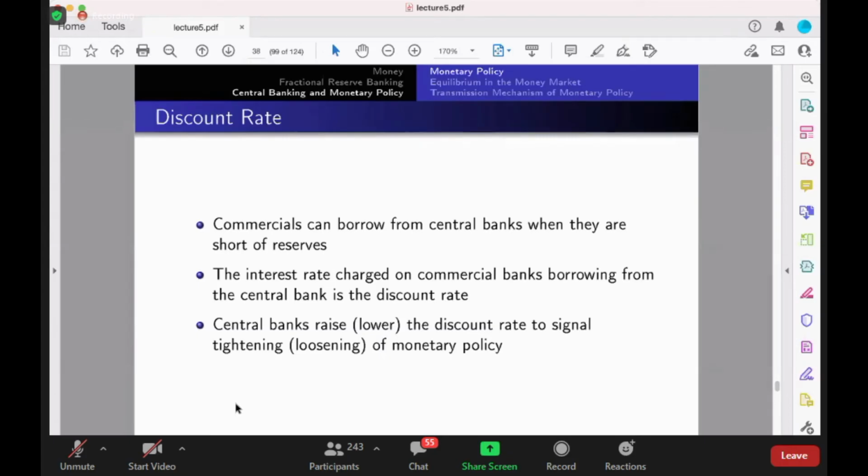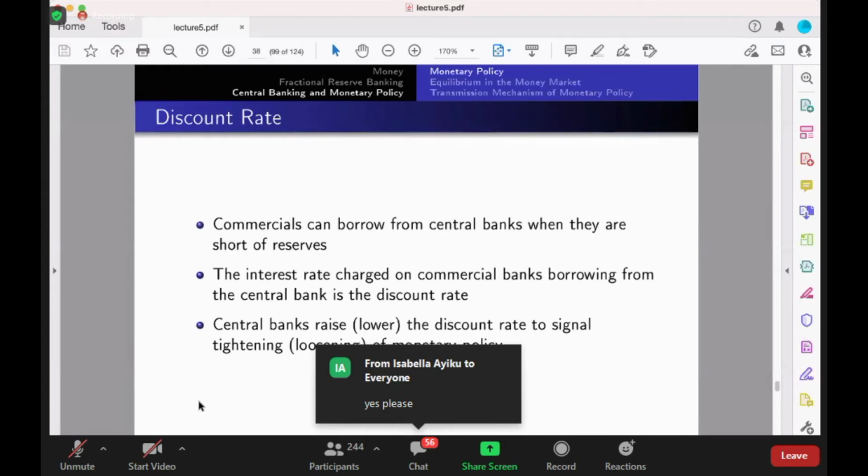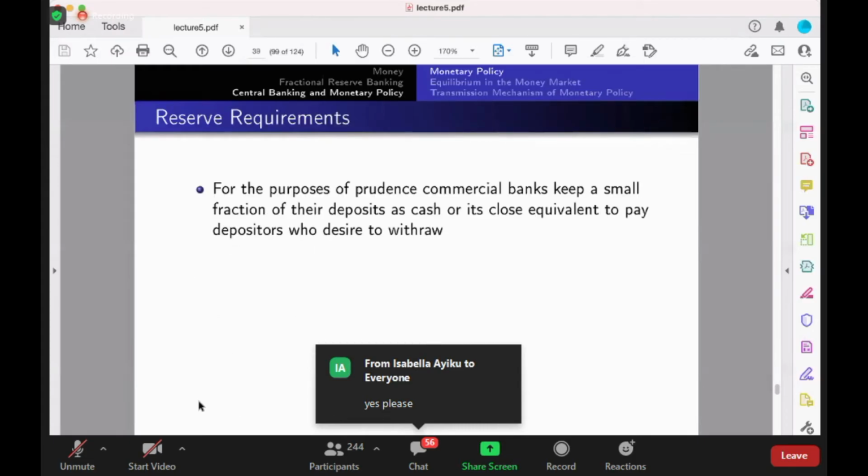What I'm saying is this: me, the central bank, if you are coming to take some reserves from me, and I don't want you to have a lot of money on you, what I would do is increase the discount rate. If the discount rate was 10%, and I increase it to say 20%, the amount of money you, Isabella, will get from me will be small. Isabella, do you understand? All right, good. So that's how the discount rate works.